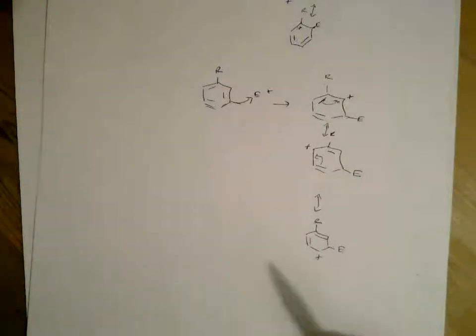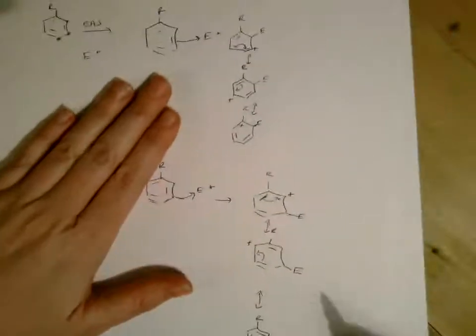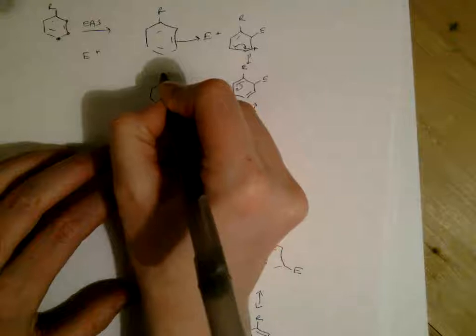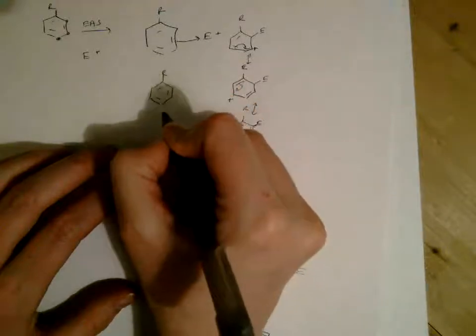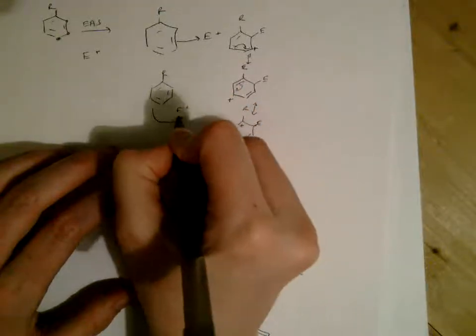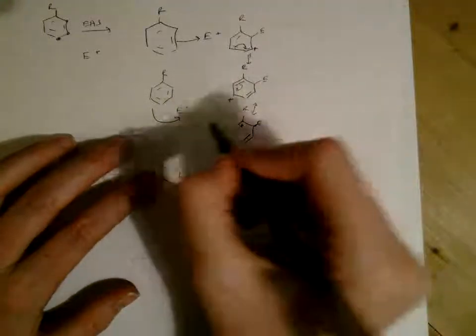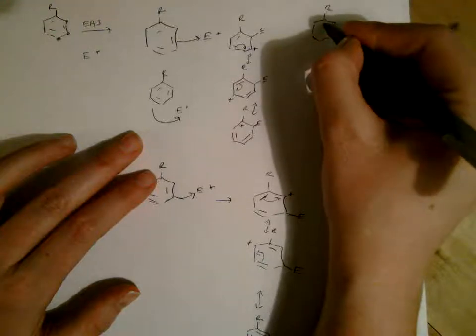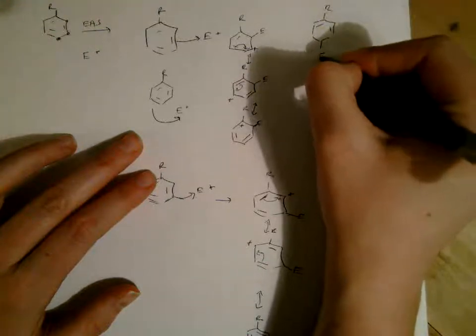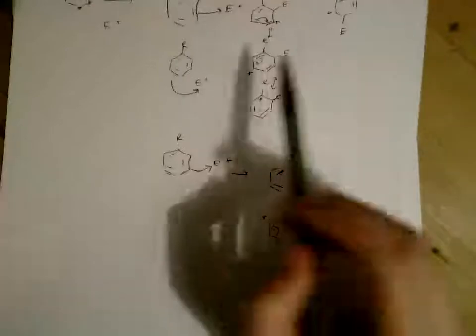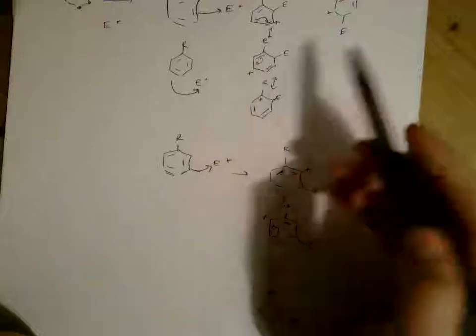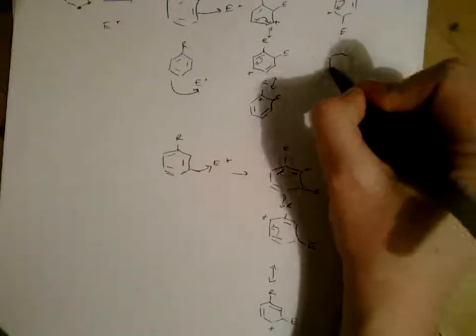Now, para is actually going to be very similar to this one up here. So if we get the attack at the para position, we've got our attack, and we're going to end up with, I'm going to draw it up over here, our electrophile and this carbocation right here. This is the same position as it is in this resonance structure from before. So this electron will move and fill in those gaps.